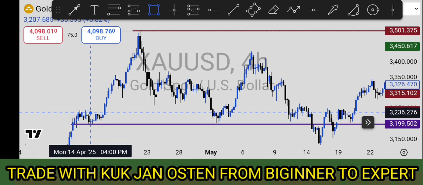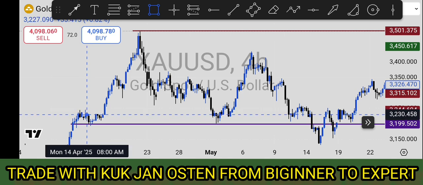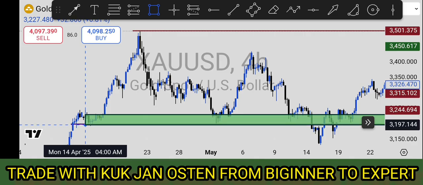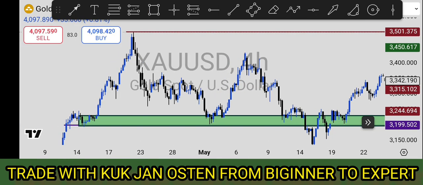Accompanied by the displacement, this OB zone was very big. You can see it. So the OB zone was very big. Now, what are we going to see now? We have to wait for our setup to happen. So wait for the setup to happen.